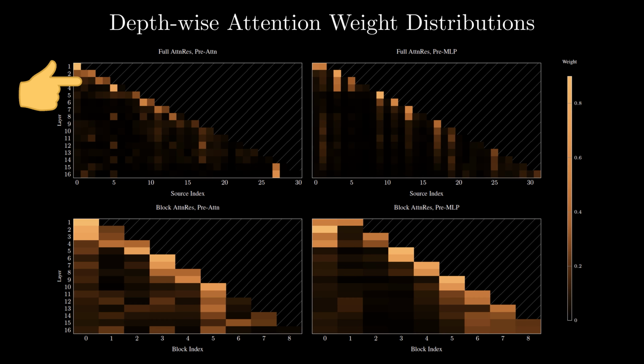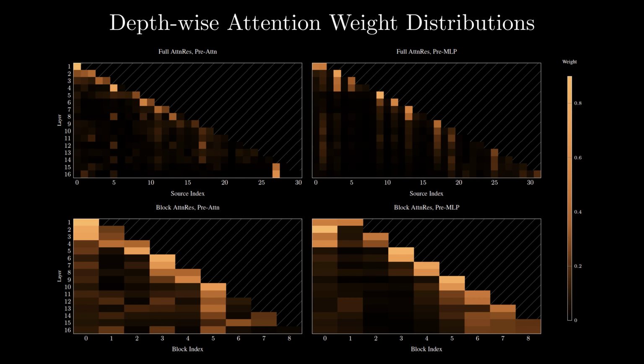The top row shows full attention residuals. The bottom row shows block attention residuals. The columns correspond to pre-attention and pre-MLP layers. First, each layer attends most strongly to its immediate predecessor. This shows up as a strong diagonal pattern.